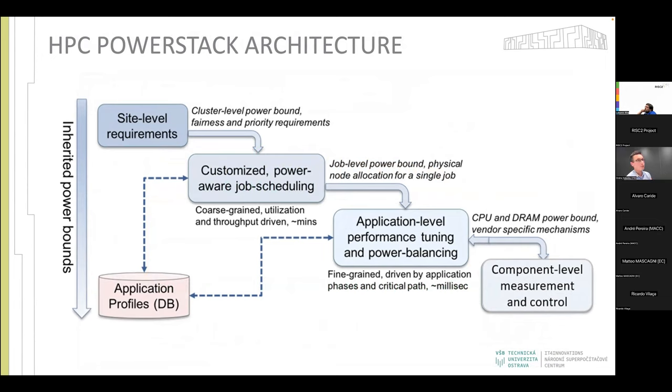As you may imagine, improving energy efficiency is not just a matter of one level. There are requirements from the site, from the whole HPC center, with some limitations on what energy consumption can be. And again, there could be another level of requirements from the scheduler, then from the application level, and at the end also on the node level, from several components. Having these several layers working together could be complicated.